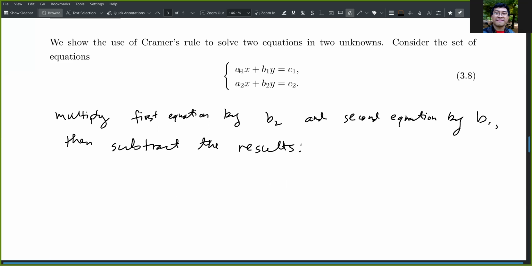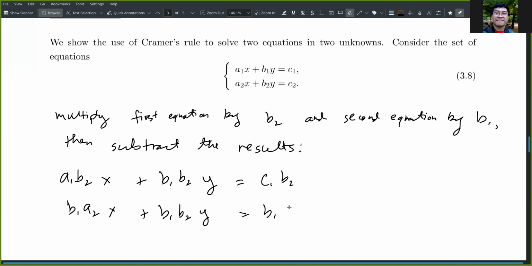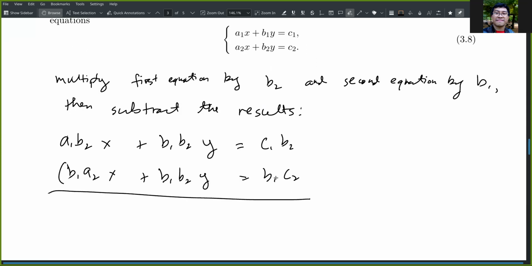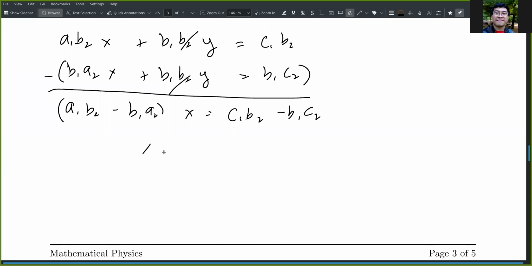So let's say this first equation multiplied by b2 becomes a1 times b2x plus b1 times b2y equals c1 times b2. Here you have b1 times a2x plus b1 times b2y equals b1 times c2. Then we subtract the second from the first. The b1 b2 y terms cancel out, so you have (a1 b2 minus b1 a2)x equals c1 b2 minus b1 c2, or x can be written as (c1 b2 minus b1 c2) over (a1 b2 minus b1 a2).